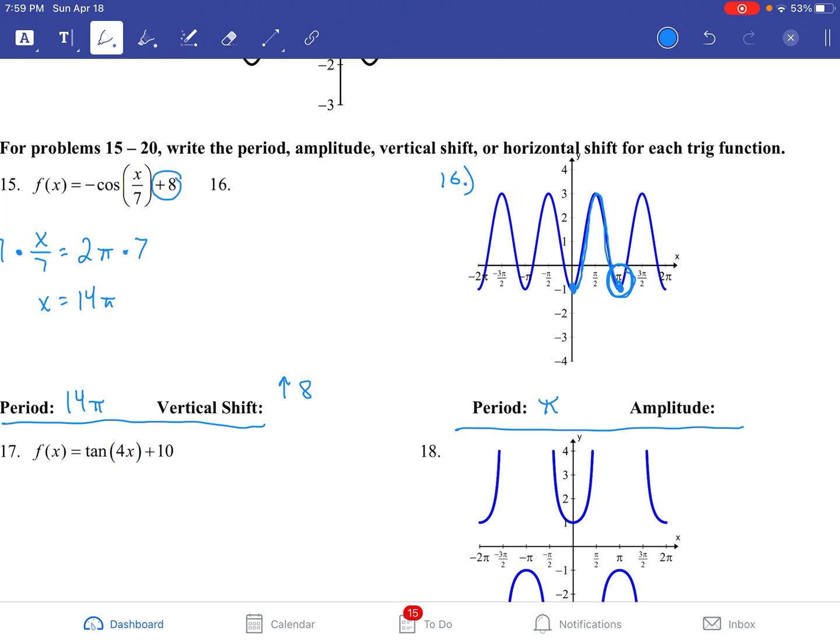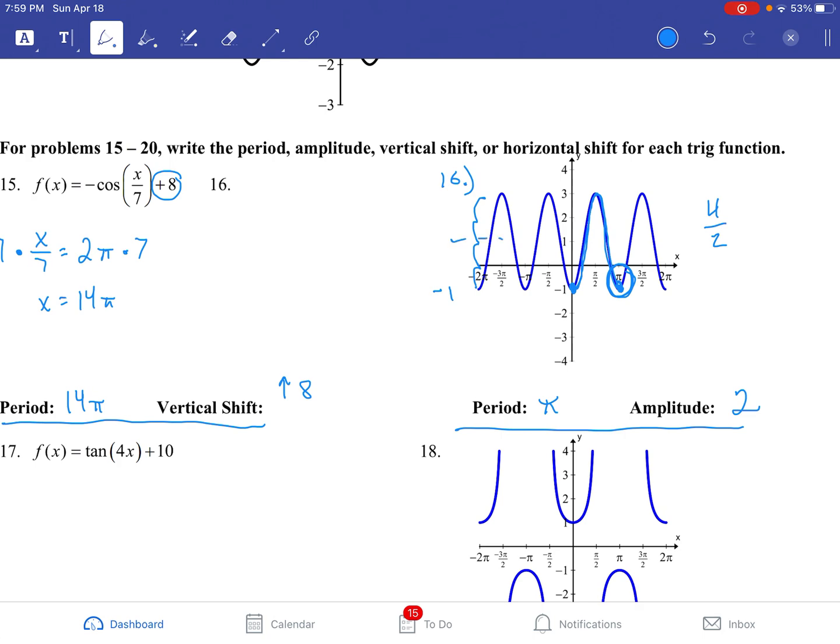Okay, or you can take the total height of the graph and divide it by 2. So if you take the total height of the graph, we got -1, it goes up 1, 2, 3, and 4. So the total height of the graph is 4. But we want the amplitude, which is half of that, so you divide that by 2. So the amplitude of this function is 2.